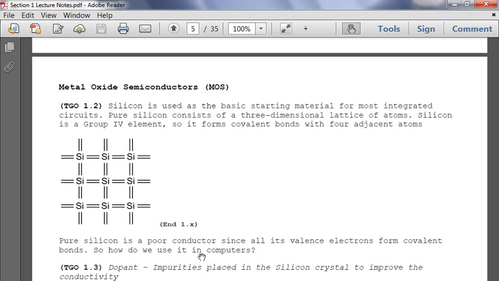So if you have silicon, you can actually create this lattice structure where they're all in a row like this. This one has 4, this one has 4, this one has 4, this one has 4. So it's very stable in that current doesn't really flow through it very well. So how do we change this? It's this process called doping.